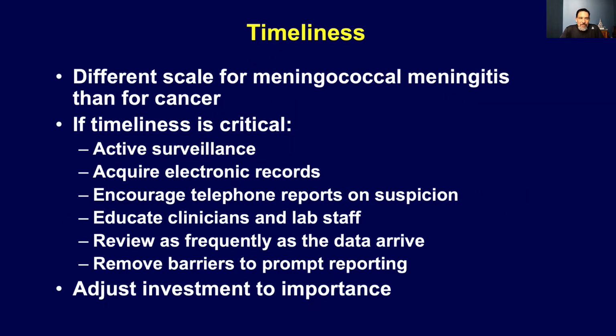Another important attribute is timeliness. How important is it that you pick up cases under surveillance quickly? And clearly timeliness is something that's more important for infectious diseases than it is for, say, chronic diseases. So we might have a different scale for timeliness when it comes to a surveillance system that's focused on meningococcal meningitis versus cancer. And again, if timeliness is critical for your surveillance system, here are some of the things you're going to want to do to help ensure that. Active surveillance being one of them, and electronic records and electronic reporting systems really help to that end.